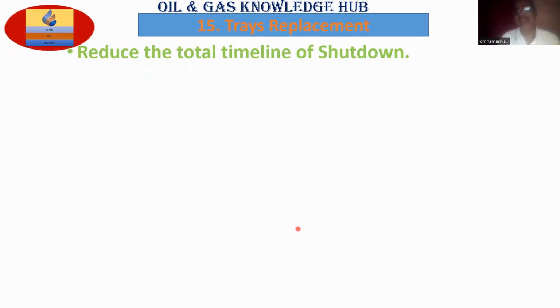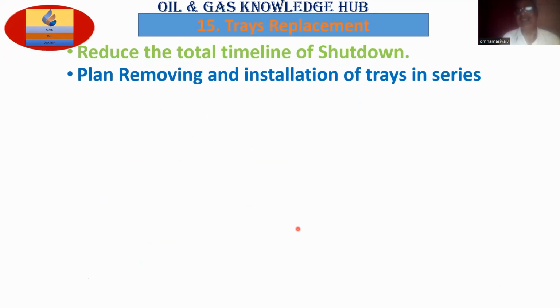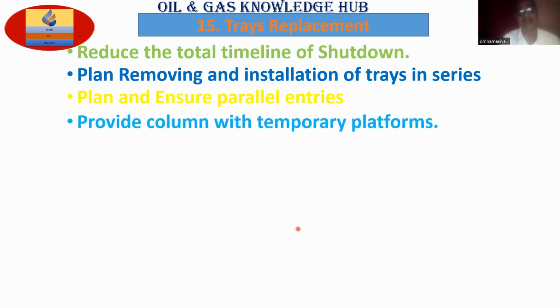Reduce the total timeline of shutdown. Try to reduce the time. Plan removing and installation of tray series. Okay. Plan and ensure parallel entries. Provide the column with temporary platforms.